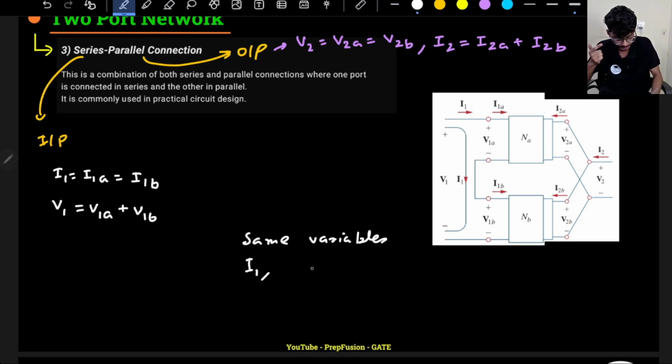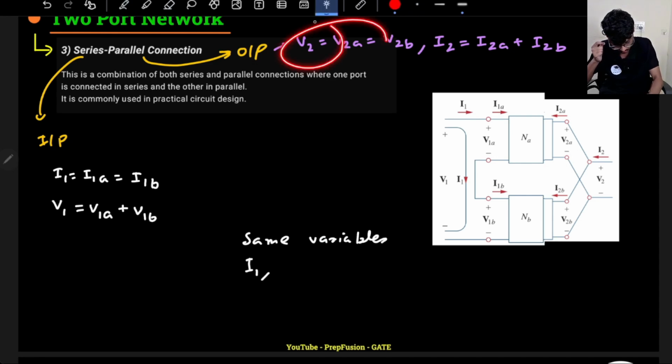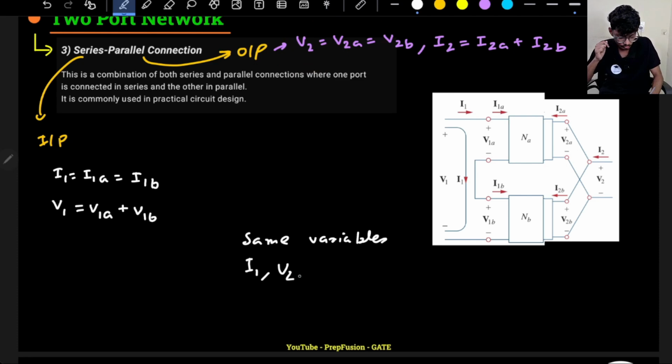On the output side, my V2 is same. Okay, my V2 is same. So do you remember which parameter it was? It was the H parameter.